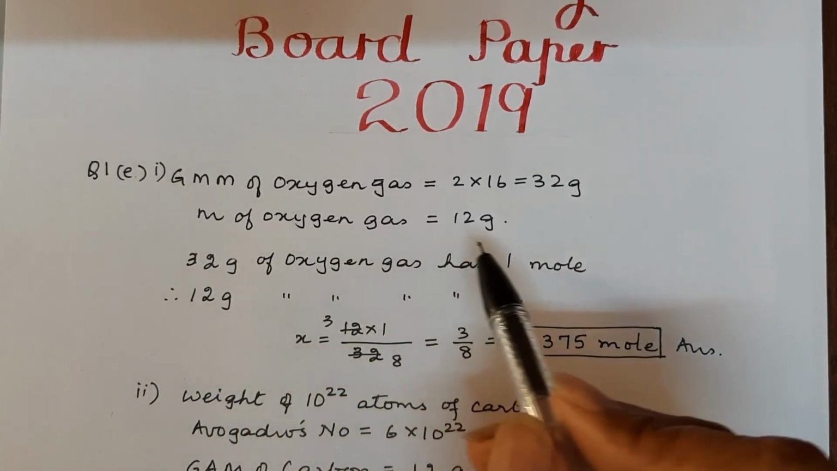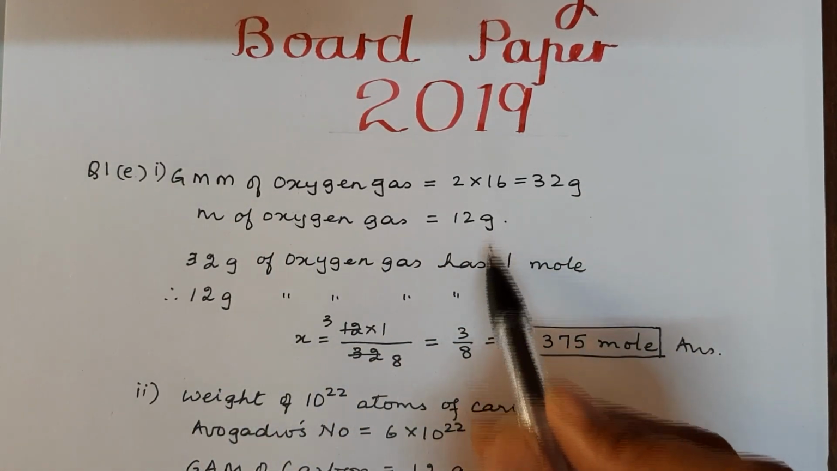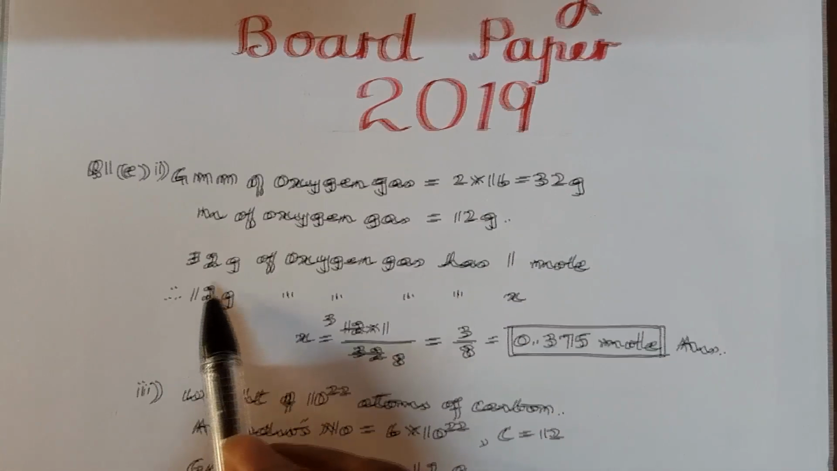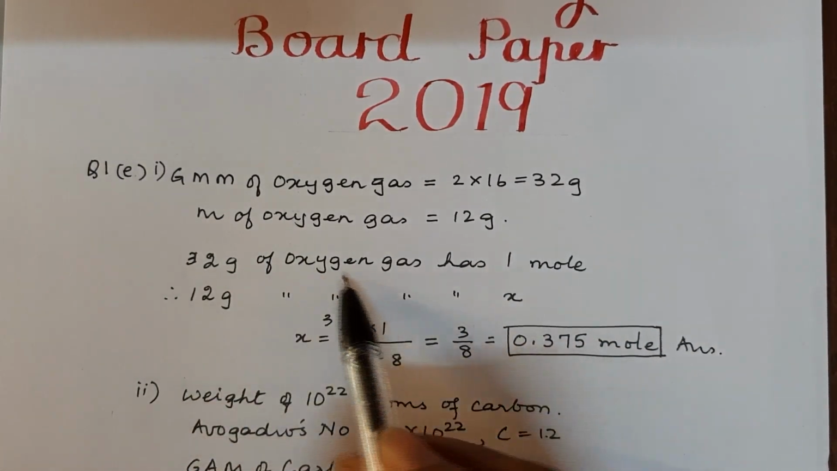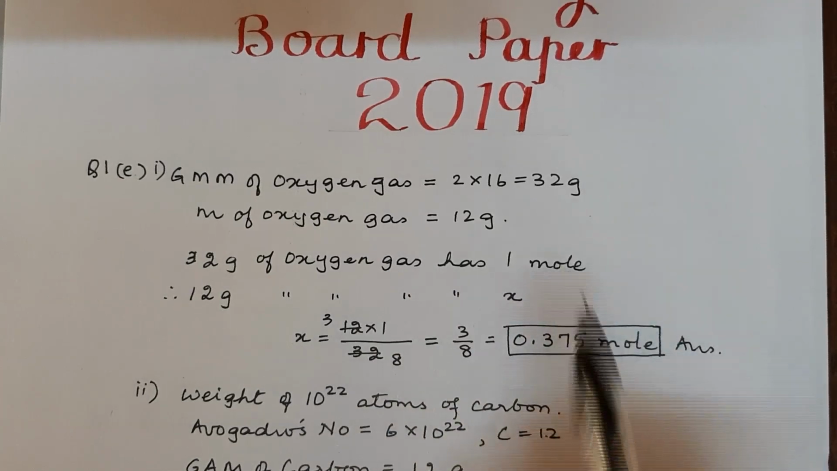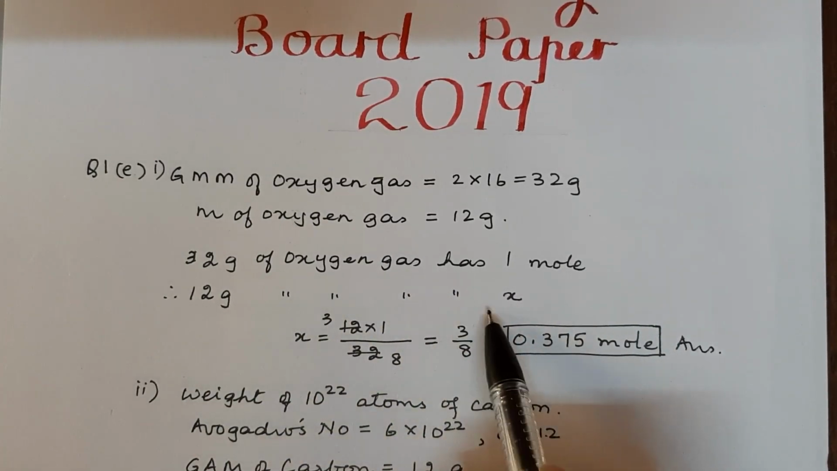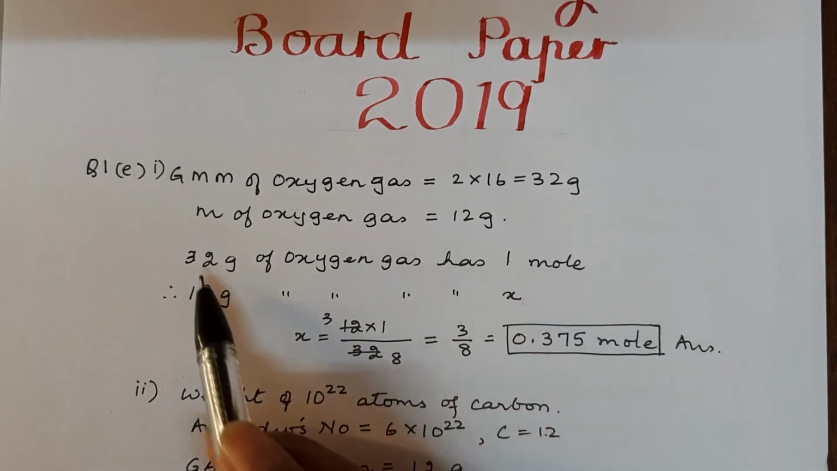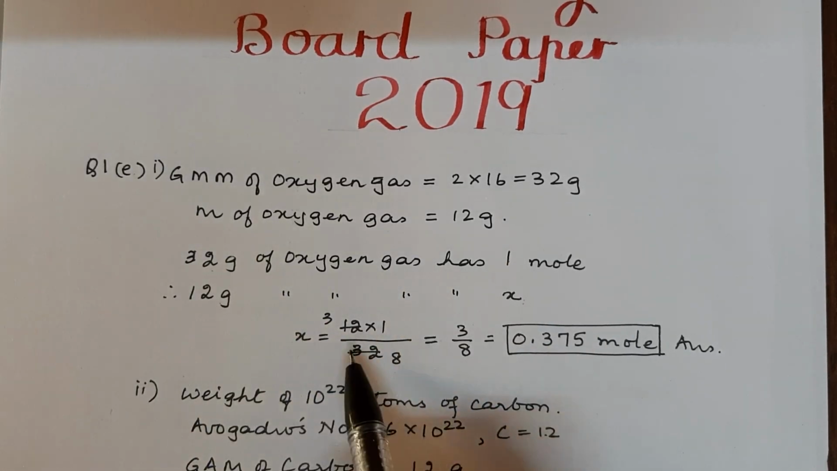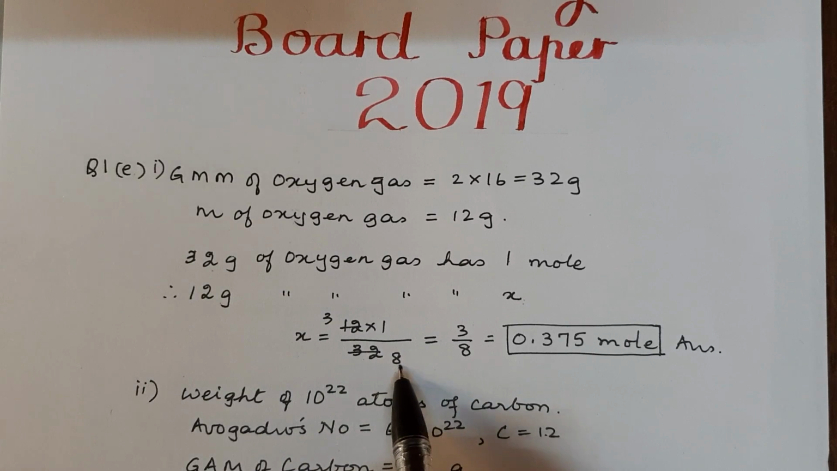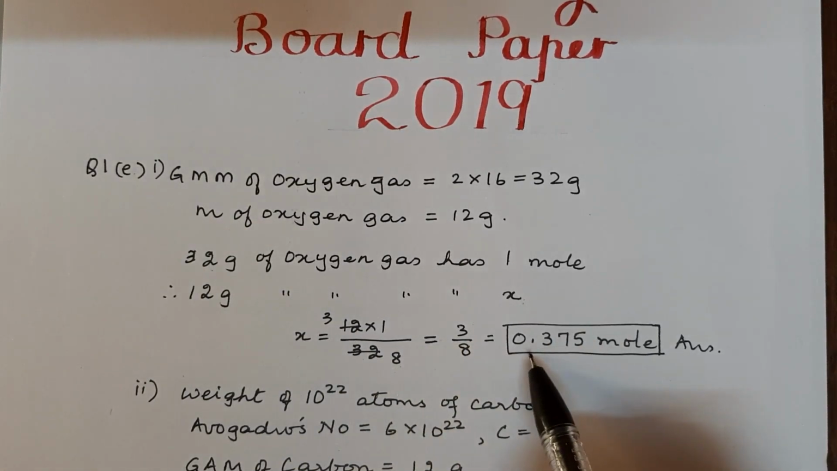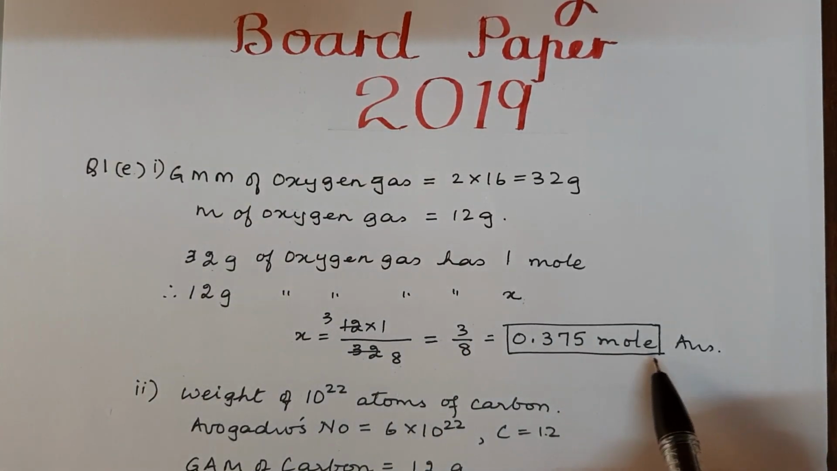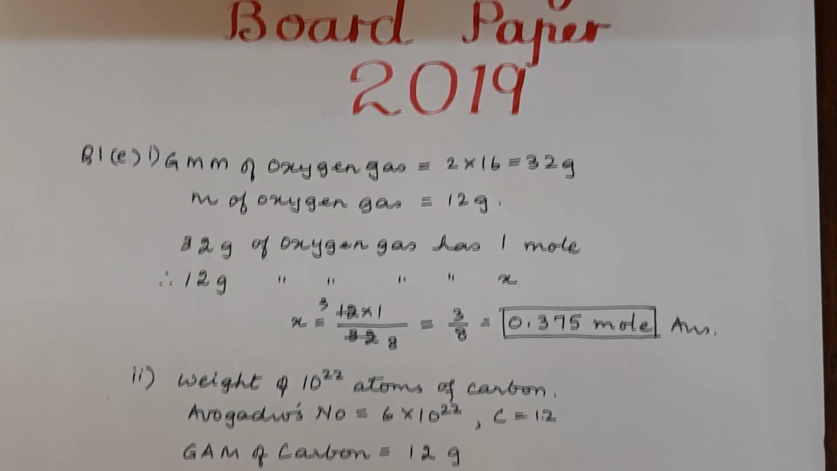Mass of oxygen gas in the question was given as 12 grams. So we write our statements. 32 grams of oxygen gas has 1 mole, and so 12 grams of oxygen gas will have X moles. X will be equal to 12 into 1 divided by 32, and 4 3s are 12 and 4 8s are 32. So 3 upon 8, which is 0.375 moles, and that is our answer 1.